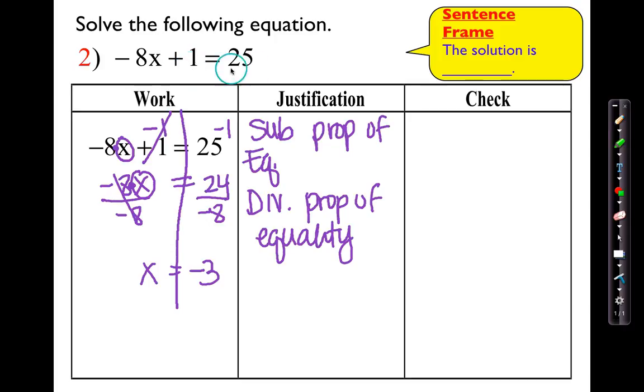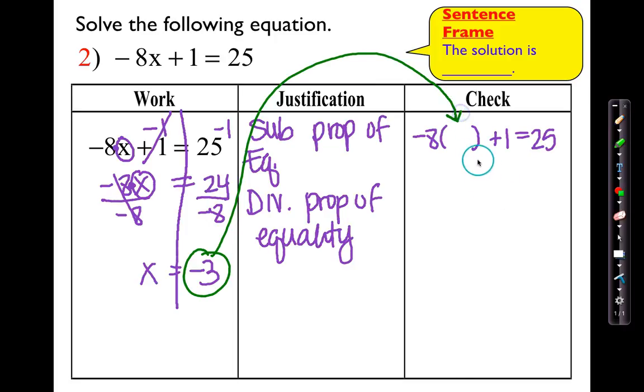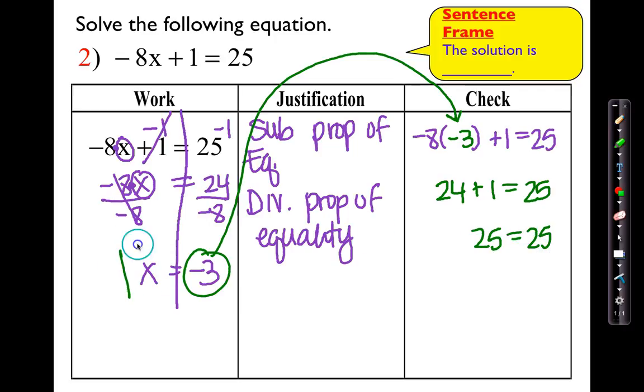I'm going to rewrite the entire equation, replacing x with a set of parentheses. So we're going to put negative 8 times the parentheses plus 1 equals 25. Now I'm going to put in my answer of negative 3 for my variable of x and see what that gives me. Negative 8 times negative 3 is 24, and it is positive because a negative times a negative is positive. If I add 1, does this equal 25? Yes, it does. So I'm confident that my answer is indeed negative 3, because I know for a fact if I plug this in, it will create a true statement.